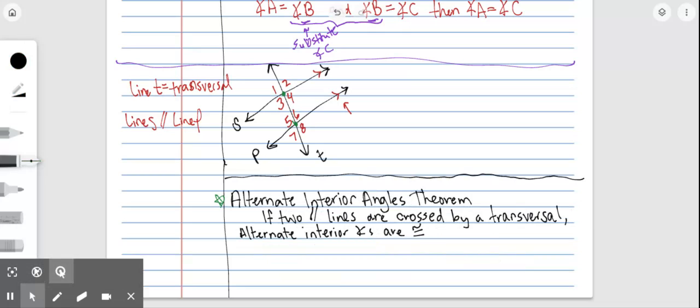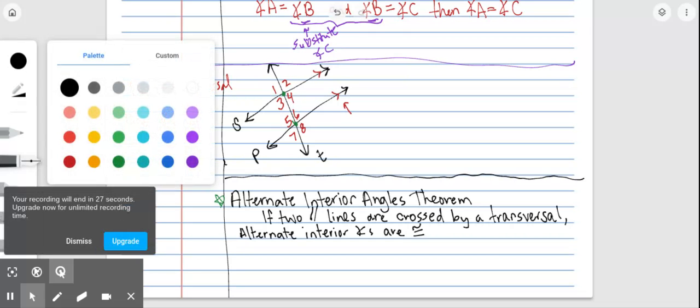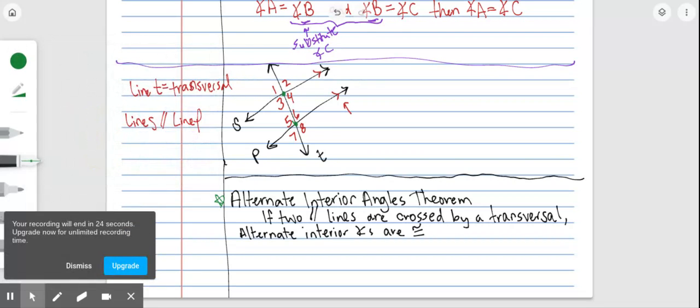All right, so this one is the alternate interior angles theorem. And it says that if two parallel lines are crossed by a transversal, then alternate interior angles are congruent. So again, we've got some congruencies. So let's make our statement. So since line S is parallel to line P, we can use this theorem, and we can say that the alternate interior angles are congruent. So 3 and 6, angle 3 is congruent to angle 6, and angle 4 and 5.